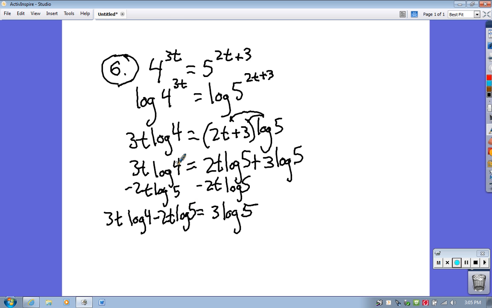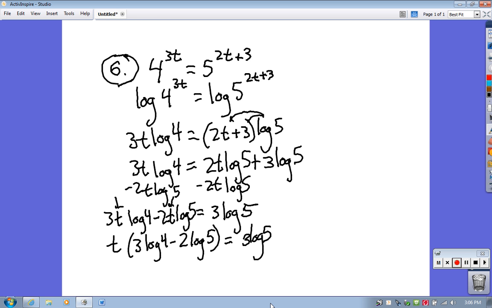And now, here's what's convenient. I can factor a t out of these. Notice both of these have a t in them. So if I factor out a t, what I'm left with is 3 log 4 minus 2 log 5 equals 3 log 5.